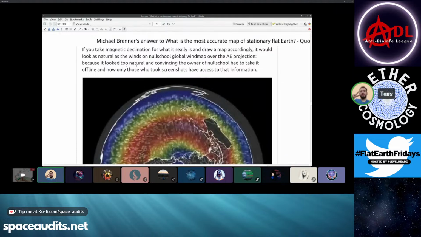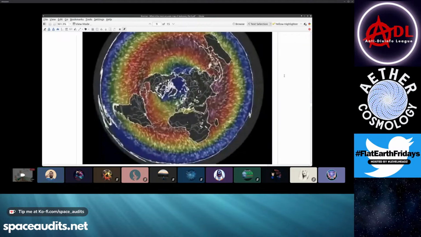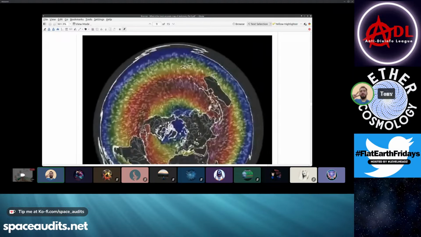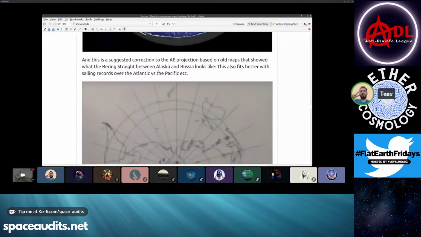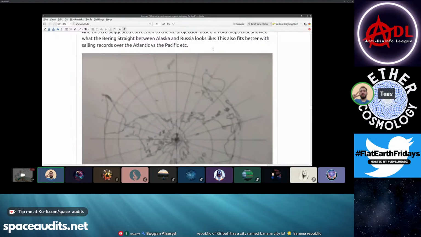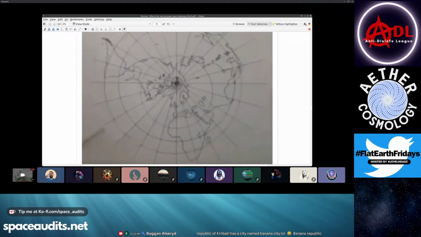Because it looked too natural and convincing, the owner of Null School had to take it offline, and now only those who took screenshots have access to that information. Shout out to bobwins.com. And this is a suggested correction to the AE projection based on old maps that showed what the Bering Strait between Alaska and Russia looks like. This also fits better with sailing records over the Atlantic versus the Pacific, etc.